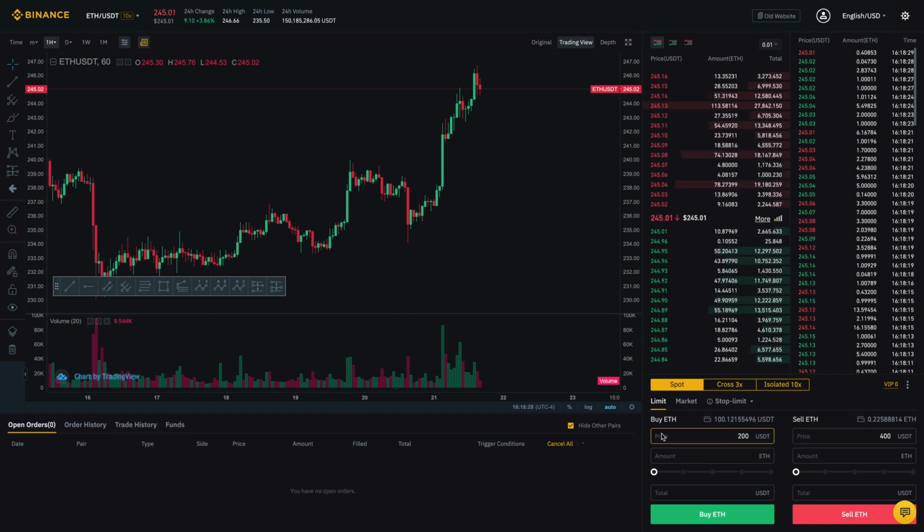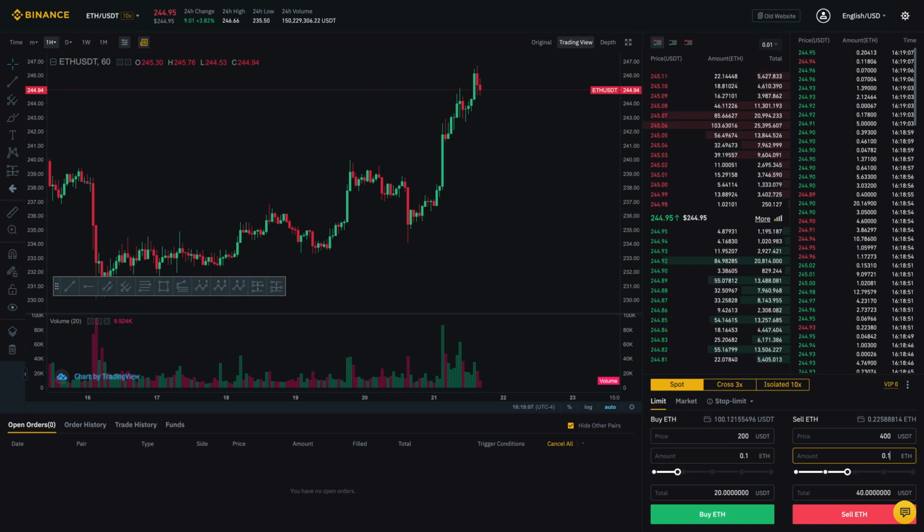If I want to do a limit order, that means if I put in 200, I want to buy Ethereum at $200. Let's say I want to buy 0.1 Ethereum. That will cost 20 bucks at $200. So if Ethereum does go to $200, I should be able to get my 0.1 Ethereum, and it will cost me $20.